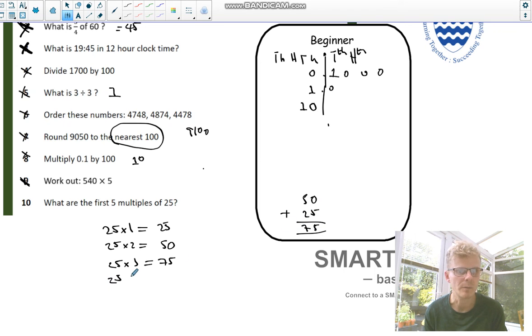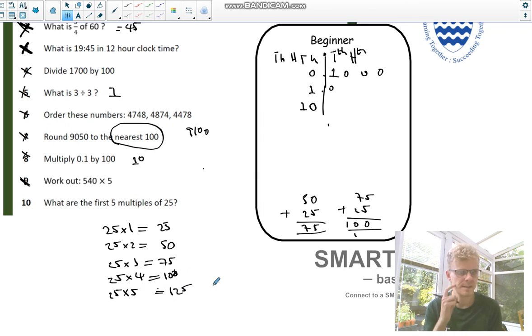And then 25 times 4, that's 100. So 75 add 25. 5 add 5 is 10, so 0 carry our 1, 7 add 2 is 9, and then the 1 gives us 10. And then finally 25 times 5 equals 125. Hopefully 100 add 25 to get to 125 should be nice and straightforward for us.